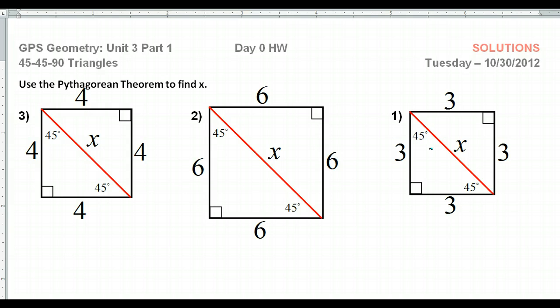Anyway, the objective for this assignment is to find x. But along the way, we're supposed to discover a pattern. So just watch for a pattern to emerge as we do this. Do not use decimals, please. So for right now, we're supposed to be using the Pythagorean Theorem.